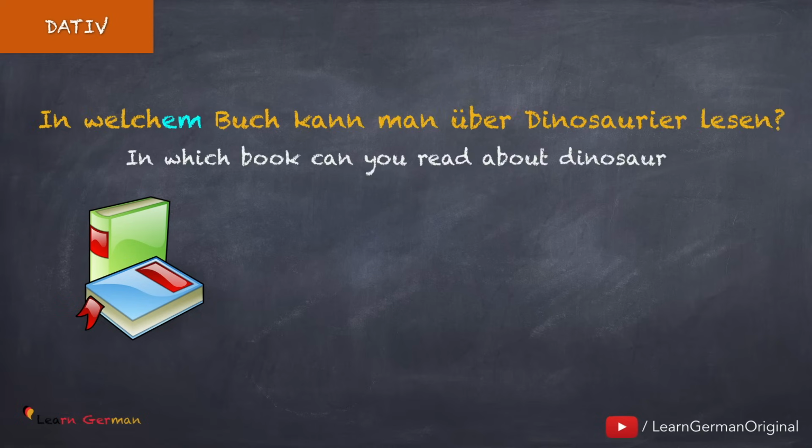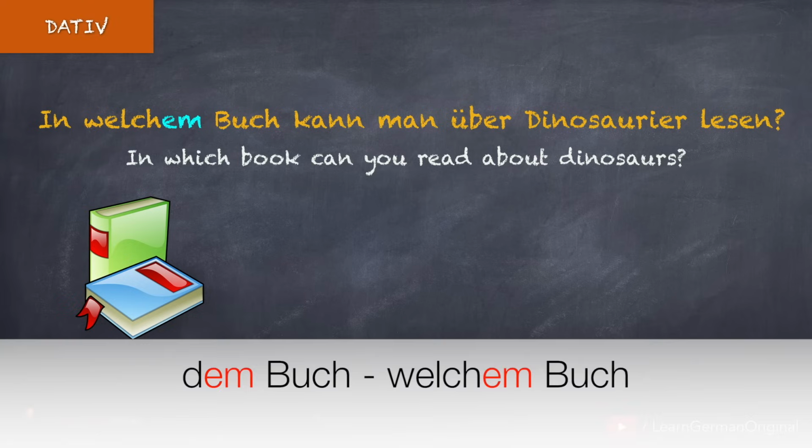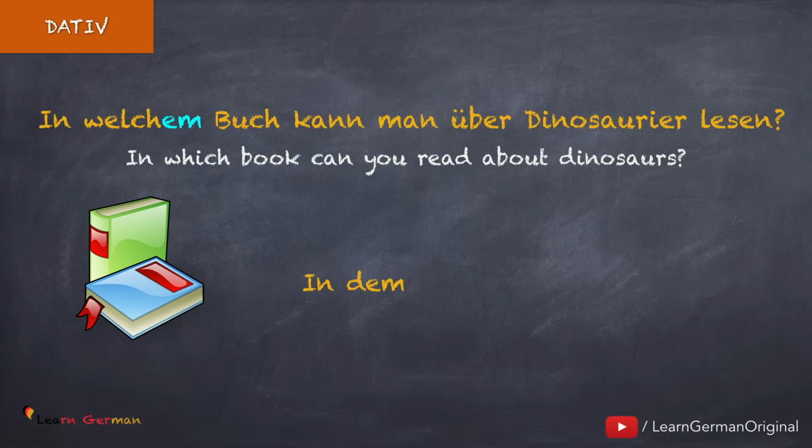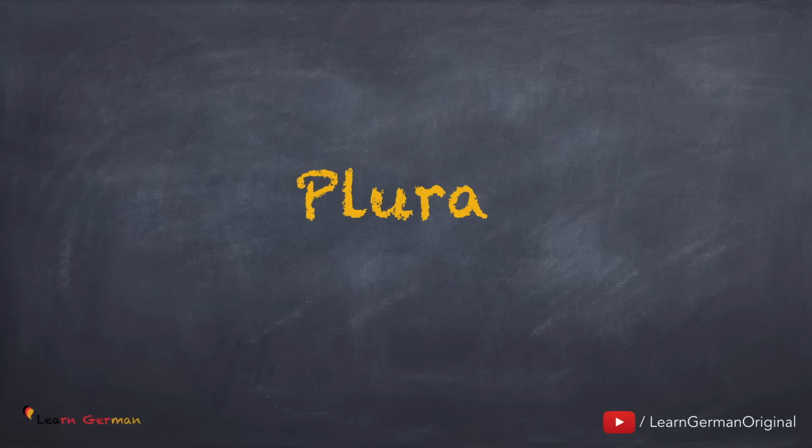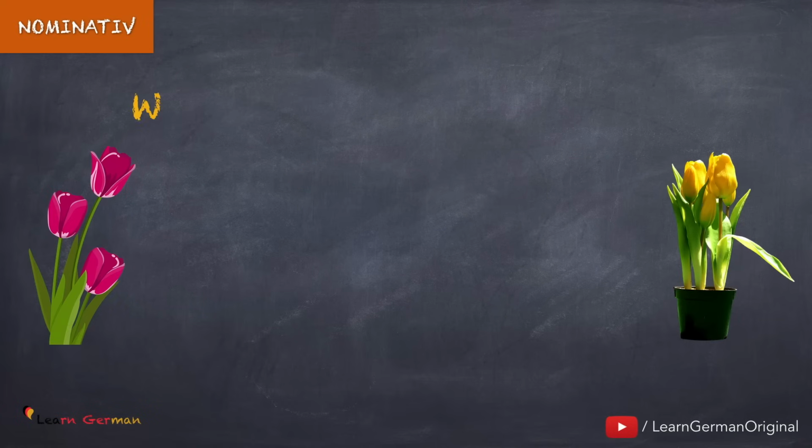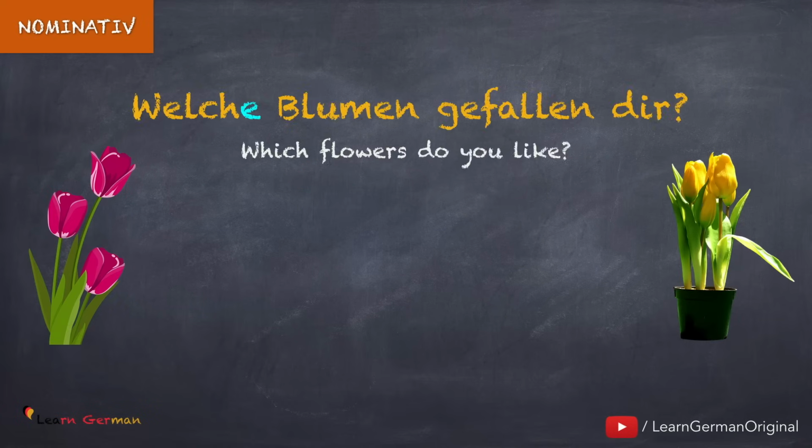Exactly. In welchem Buch kann man über Dinosaurier lesen? Since das Buch changes to dem Buch, welches Buch changes to welchem Buch. The ending em comes from the dative article dem. The answer is in dem Blauen. Let's move on to the plural article, which is die. And here's the first case, nominative.